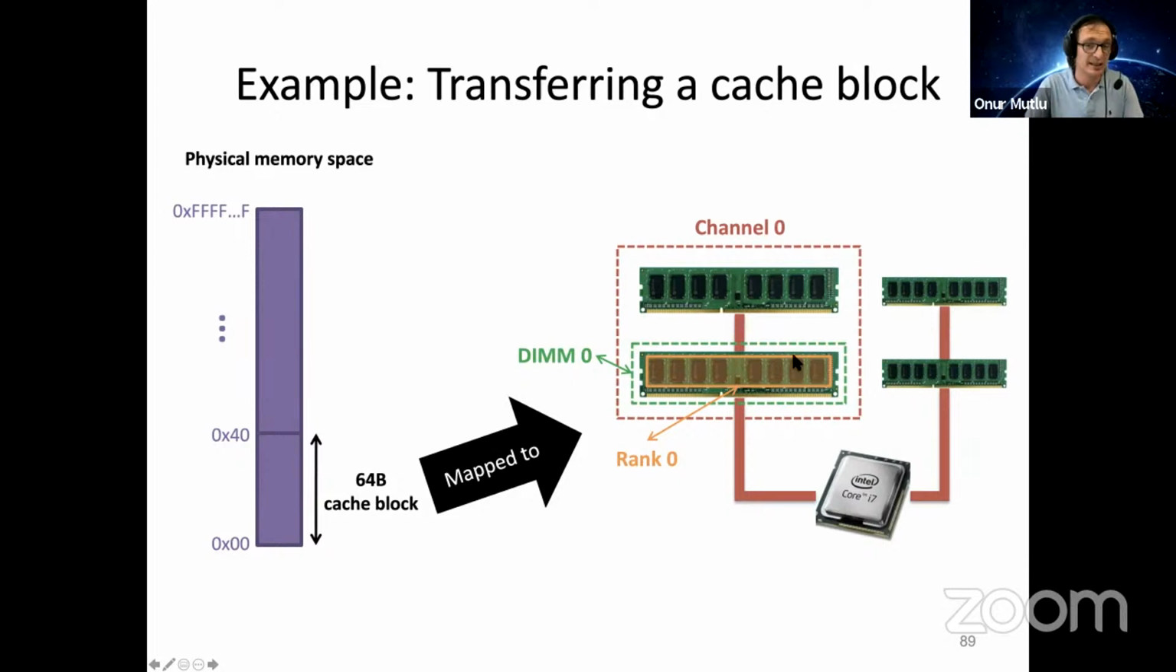A cache block doesn't get distributed across channels. It normally gets mapped to a channel and a rank and a DIMM so that you can read the entire cache block from one single memory module. And you can read another cache block from another memory module in some other channel, for example, absolutely concurrently.